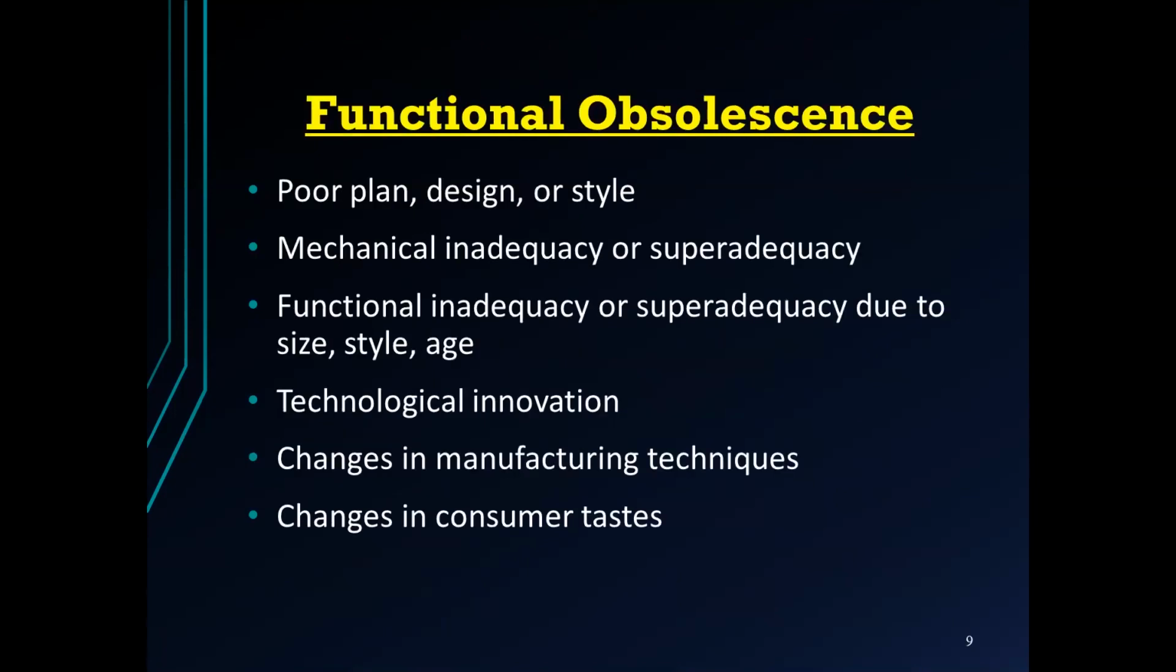Okay, so when we're dealing with functional obsolescence, this is where the property is somehow functionally obsolete. This could be due to a poor plan for the property, design, style. One of the best examples and easiest to illustrate thinking of functional obsolescence is with high-tech property. Think of a computer. Computers depreciate very quickly.